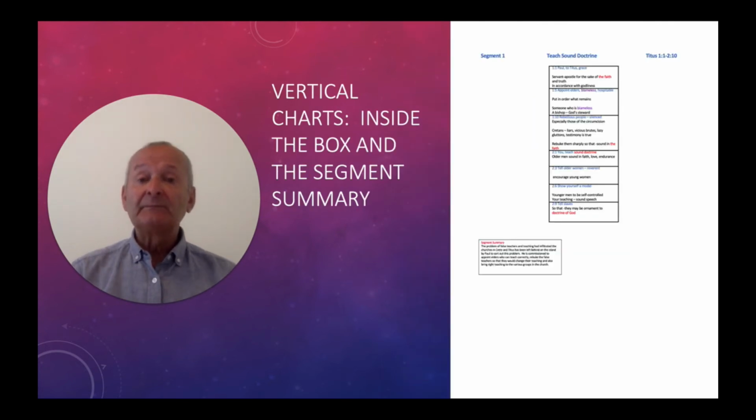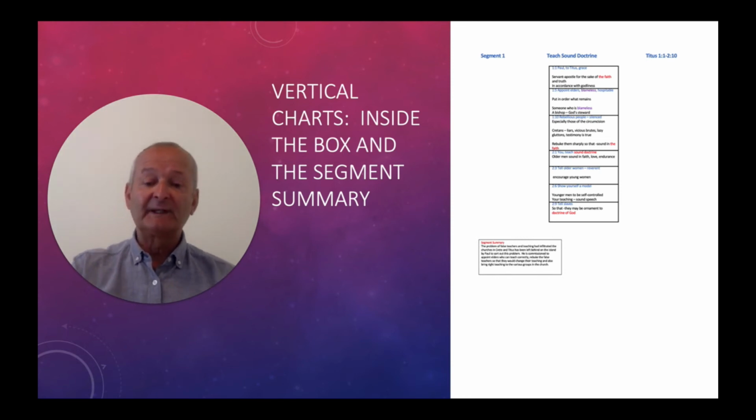We also want you to put a segment summary on each vertical chart. Now, this segment summary is not observation, it's interpretation. What we want you to do is, in your own words, simply summarize what is going on in this segment. What is it that the author's trying to do? What is he trying to communicate? What are the issues being addressed? How does he address them?